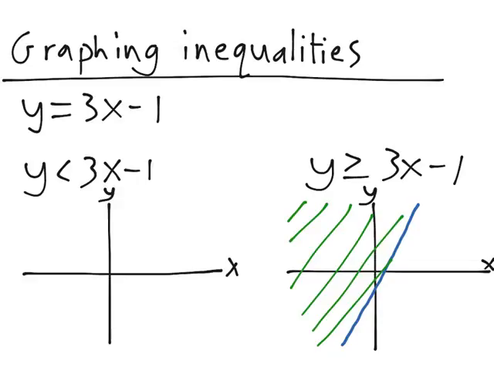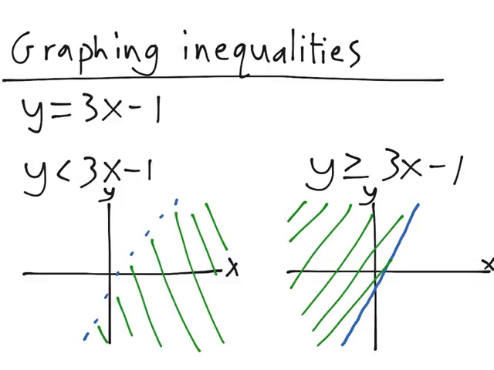Now let's do y less than 3x minus 1. For this inequality, we want to identify the points that lie below the line. However, we also want to exclude the line itself, since it's a strictly less than sign instead of less than or equal to. To do this, we draw the bounding line as a dashed line, like this. And now we can shade in the region below, like this.